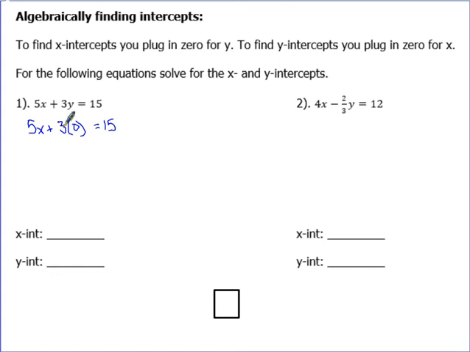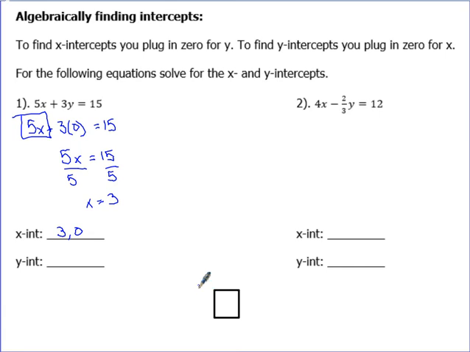So 3 times 0 is 0. I am solving for x. All right, which means I don't need to write that anymore. So now I have 5x equals 15, and I can divide each side by 5, and x equals 3. So my x-intercept is 3, 0.